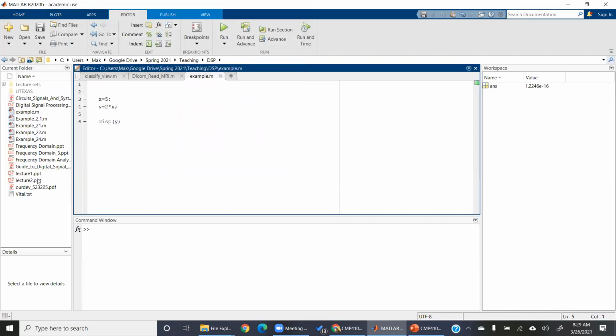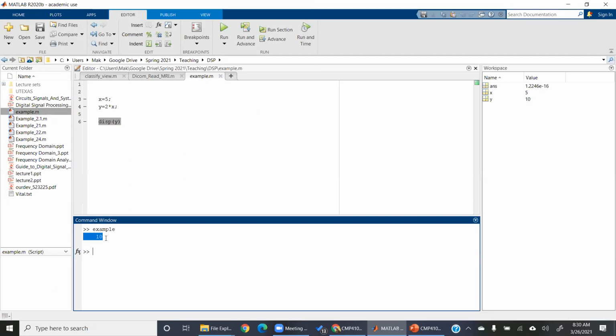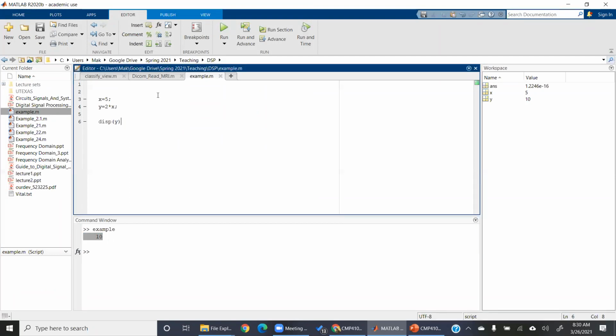So now in your current folder, you should be able to see the script that I just wrote. So I can run it. If I run it, because I have this display function, the output comes out in the command window.